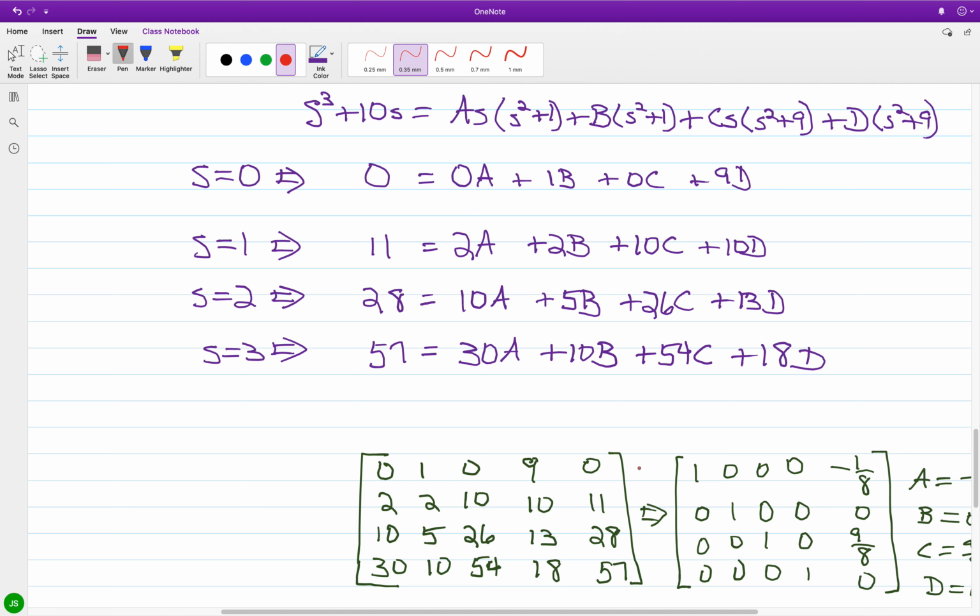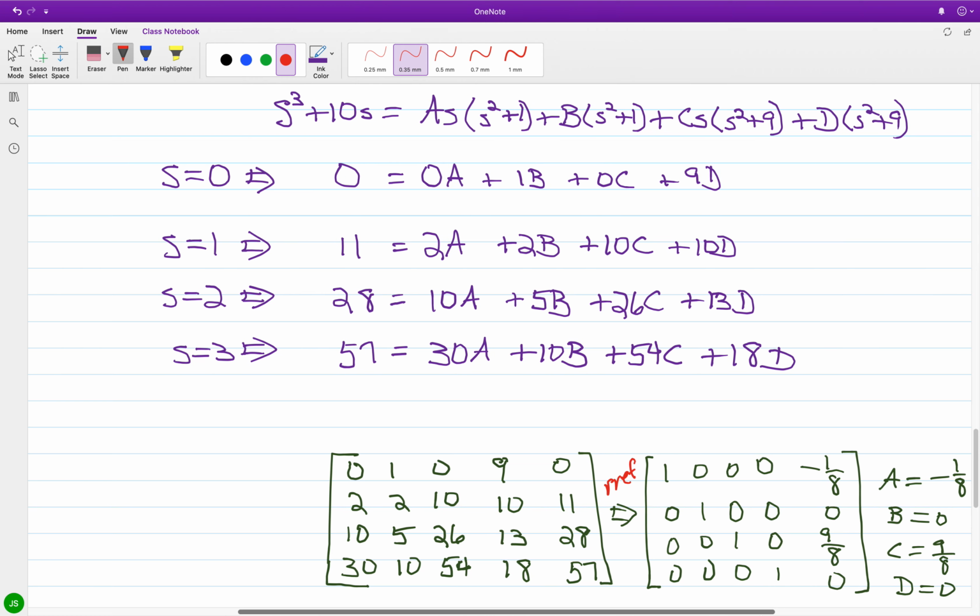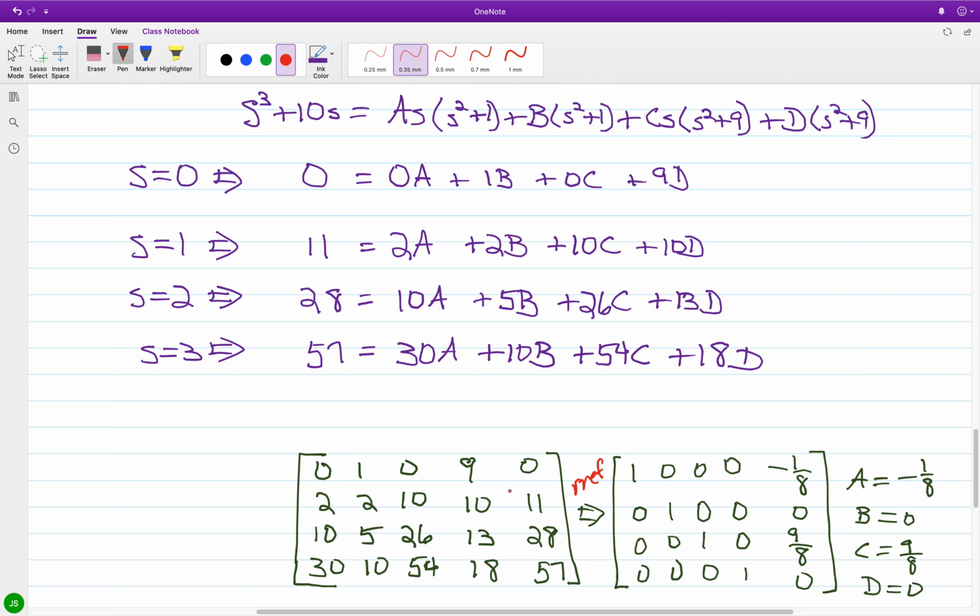Now, applying reduced row echelon form, you have a diagonal array of 1s and 0s. So the 1 to the left gives us 1a, and that is equal to -1/8. And we have 1b, and that's going to be negligible, zero. Then we have 0, 0, and the 1 in the third position, so 1c is equal to 9/8, and then we have 0, 0, 1, 0. That signifies that d is equal to 0.